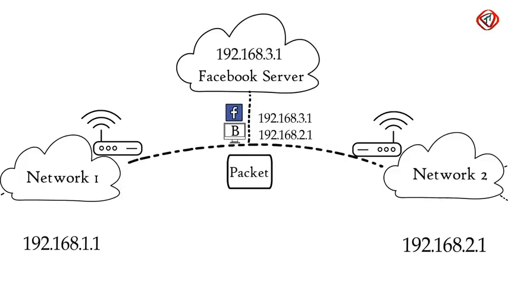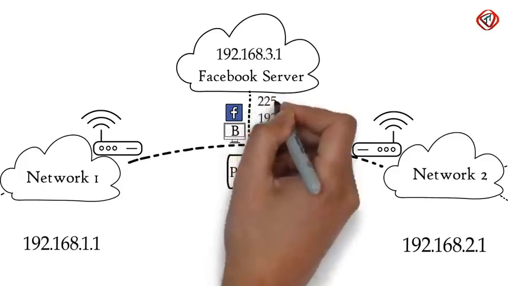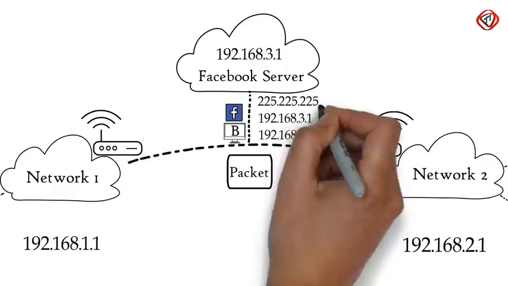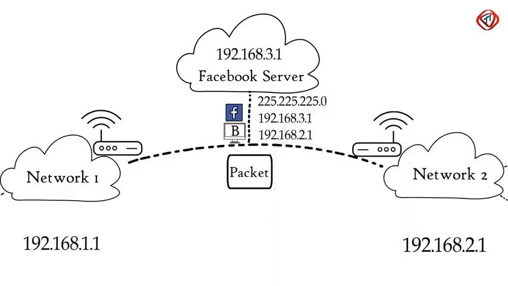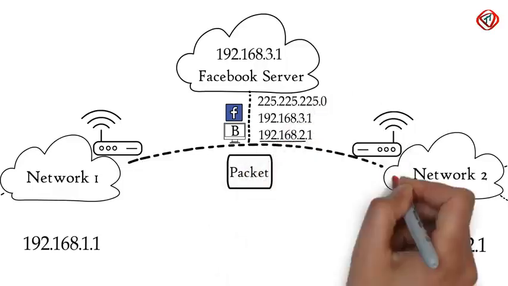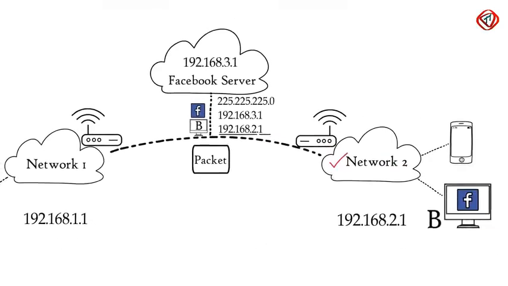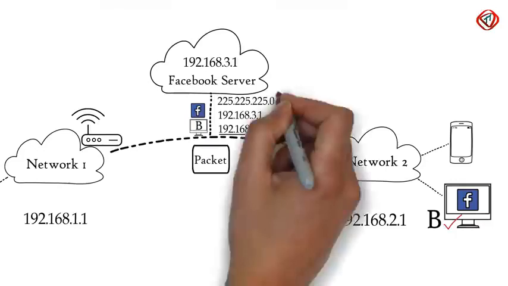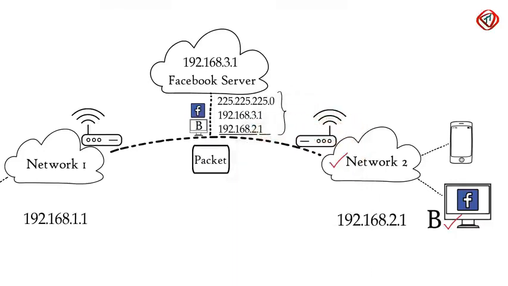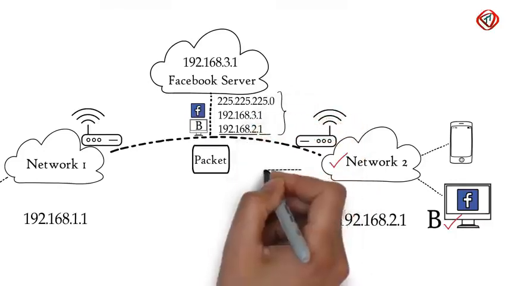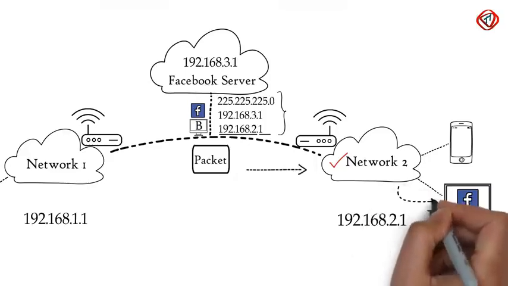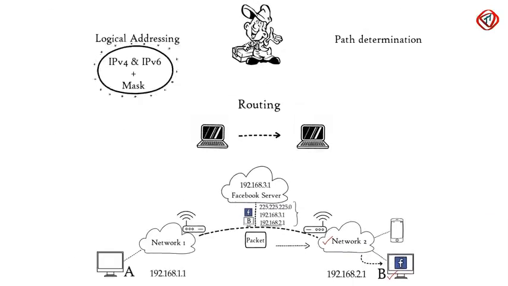Network layer of the Facebook server has already added the sender and receiver's IP address in the packet. Suppose the mask used is 255.255.255.0. This mask tells that the first three combinations represent the network, while the last combination represents the host, computer B. So based on IP address format, the received data packet will move first to network 2 and then to computer B. So based on IP address and mask, routing decisions are made in a computer network.